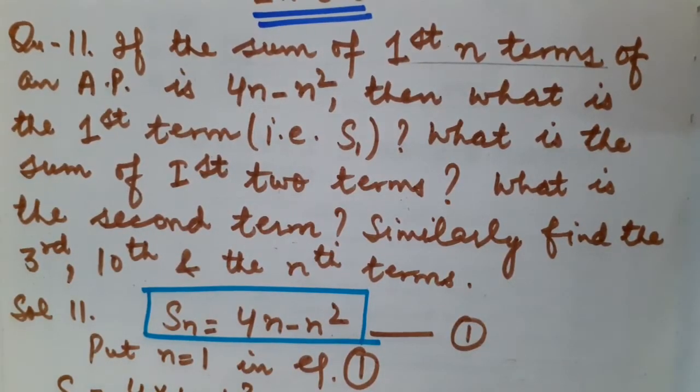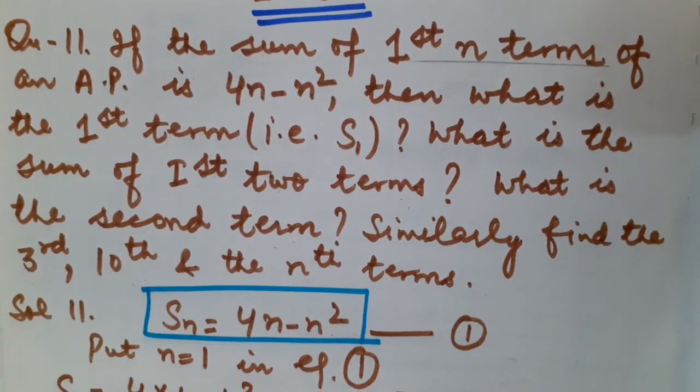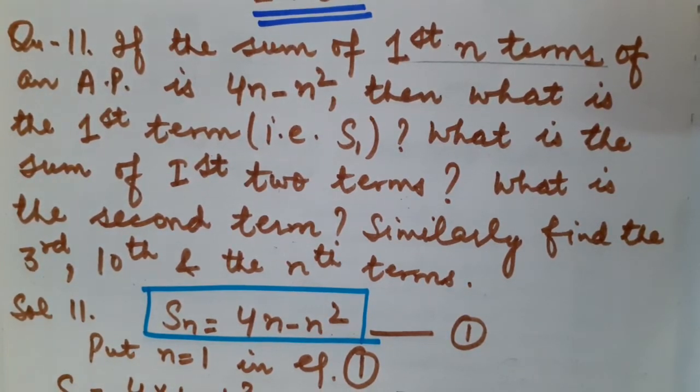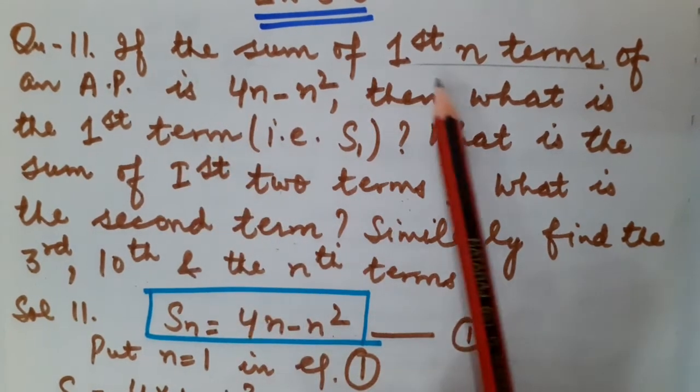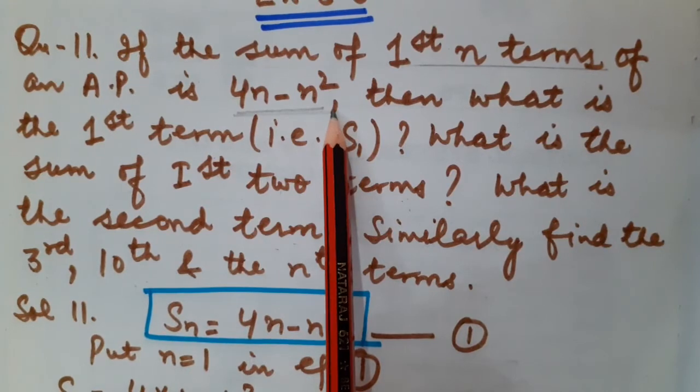Now children, this is the next type based on the sum of first n terms of an AP. What is there in this question? Basically you will have the sum given of first n terms of an AP. You will have to just find out the nth term of an AP. So what is to be done for this? Please have a look. If the sum of first n terms of an AP is 4n minus n square, this has been given in the question.